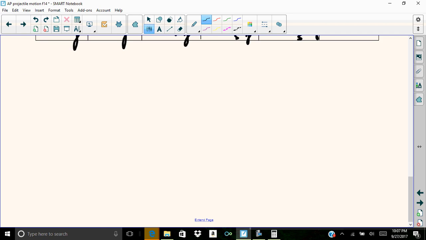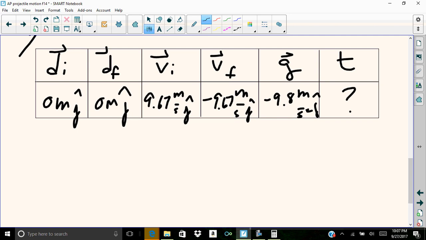Okay, there are several things that I can do to solve for time. I can solve V final minus V initial equals AT. I can solve delta D equals V initial T plus 1/2 G T squared. I can pretty much do anything I want to solve for the total time. I'm going to go ahead and use V final minus V initial equals GT. So V final minus V initial equals GT.